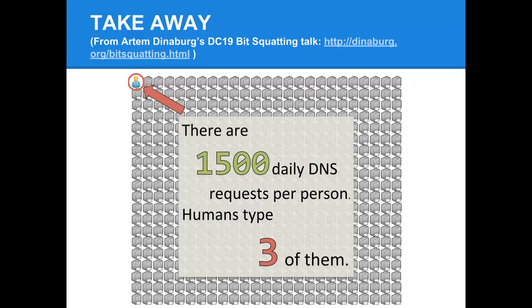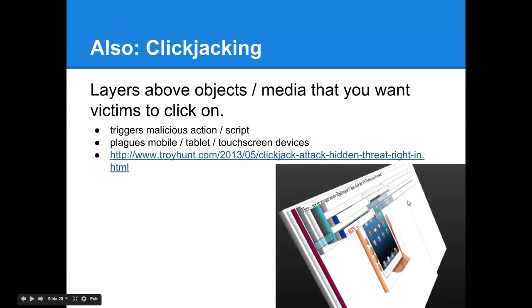The takeaway from this is that on average, humans type 3 DNS queries per day, or 3 URLs per day. And for each one of those, there's over 500 on average different servers or different connections made to facilitate that. And this facilitates other forms of attacking. This is especially prevalent on mobile devices and tablets.